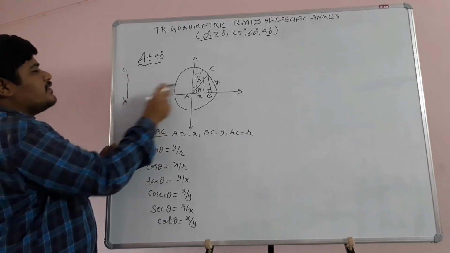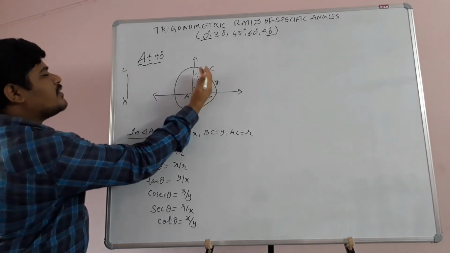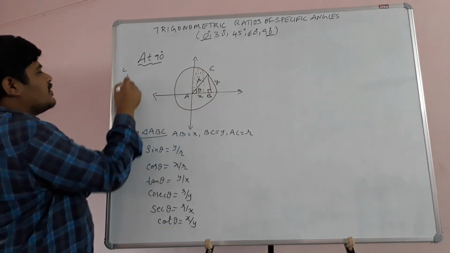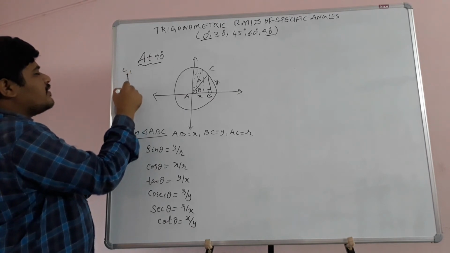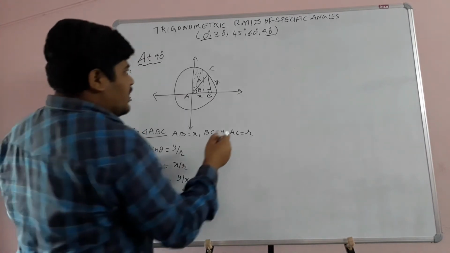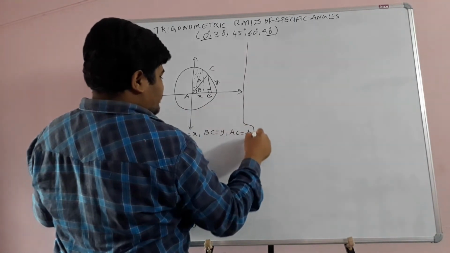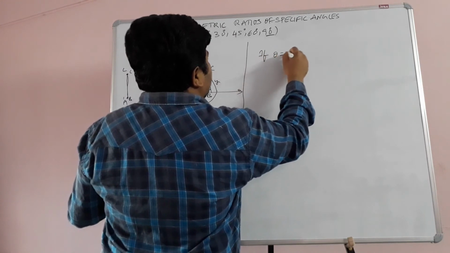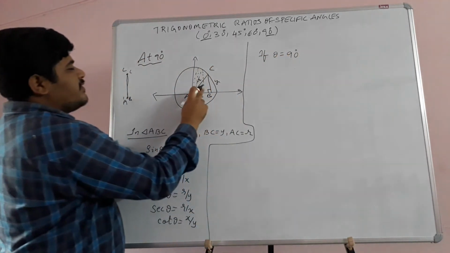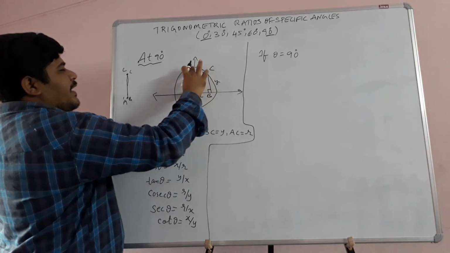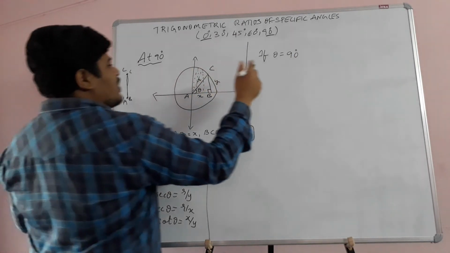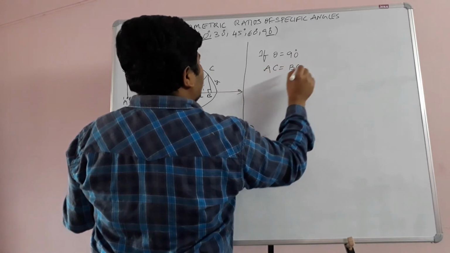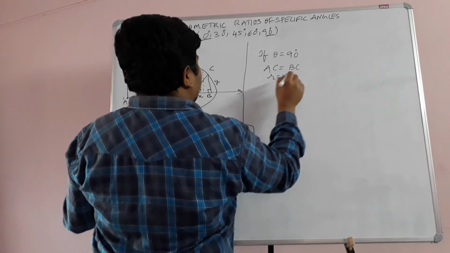So this BC will move towards this AC. BC and AC, both will coincide with each other. So if theta is equal to 90, what is happening? AC and BC both are coinciding with each other. So AC is equal to BC. It means R is equal to Y.